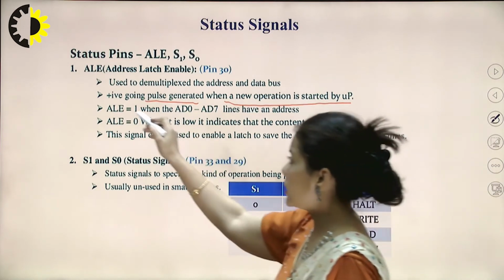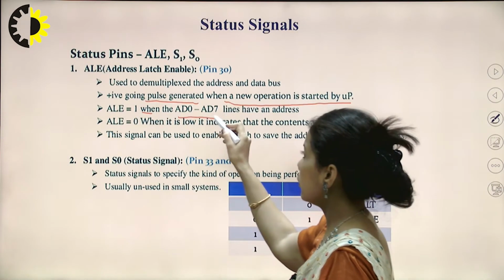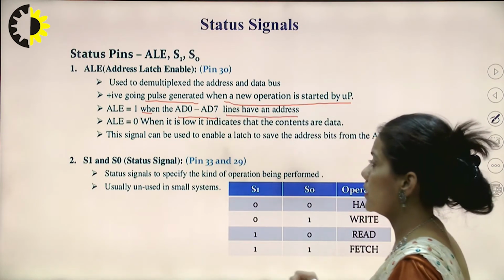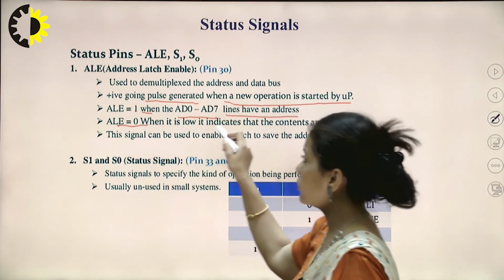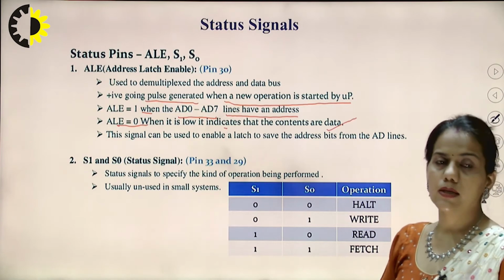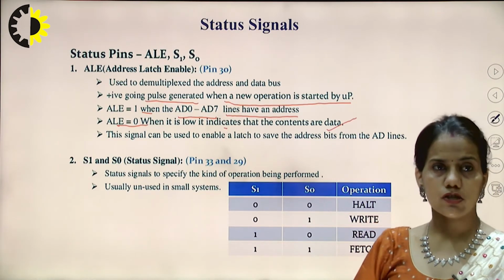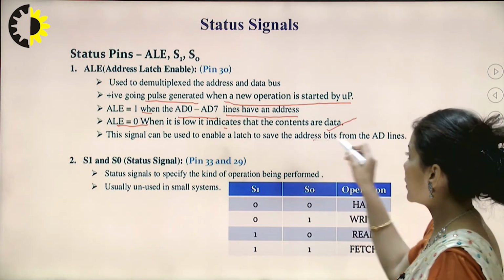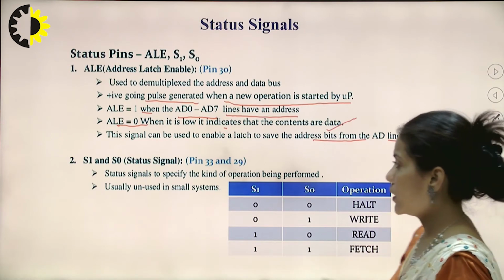So when ALE is 1, the AD0 to AD7 lines have an address, and when ALE is 0, it indicates that the contents are data. The signal can be used to enable a latch to save the address bits from the AD lines.